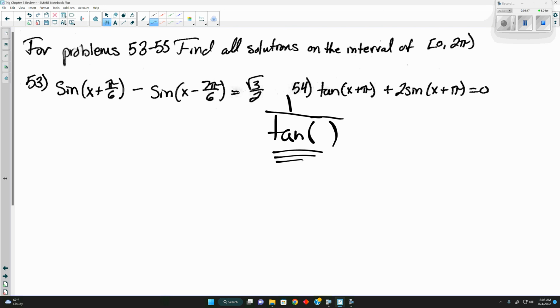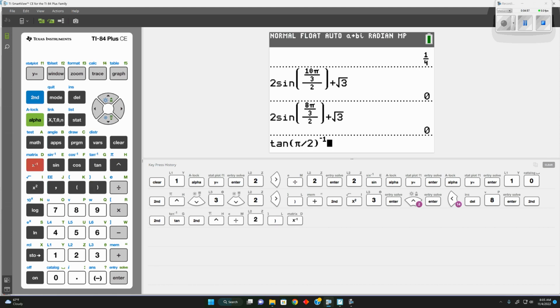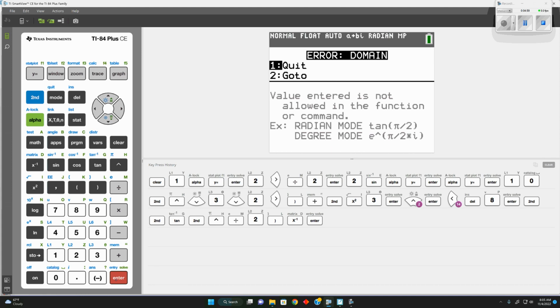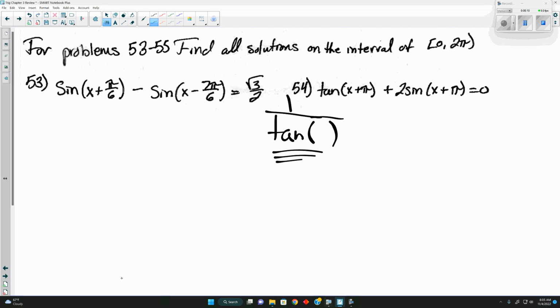So if one of the answers is pi over 2 and we try to calculate that, there's a good chance the calculator will throw it out. So tangent of pi divided by 2 to the negative 1 is going to throw the value out, because it's going to try to take the value of tangent of pi over 2, which is undefined at that point. But cotangent at that same value is 0. Does that kind of make sense? So just wanting you to be aware of that.